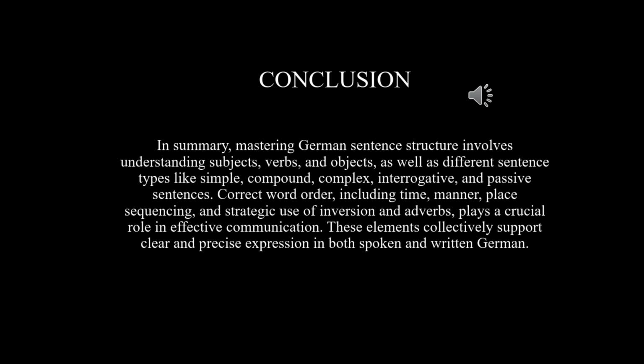Conclusion. In summary, mastering German sentence structure involves understanding subjects, verbs, and objects as well as different sentence types like simple, compound, complex, interrogative, and passive sentences. Correct word order, including time, manner, place, sequencing, and strategic use of inversion and adverbs, play a crucial role in effective communication. These elements collectively support clear and precise expression in both spoken and written German.